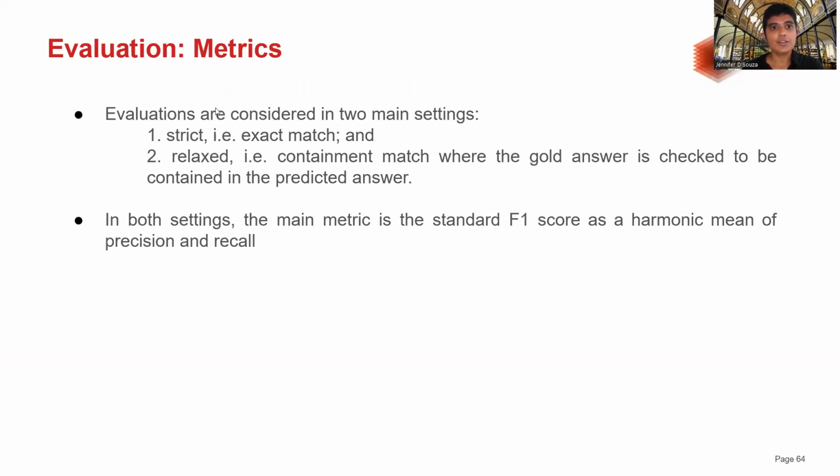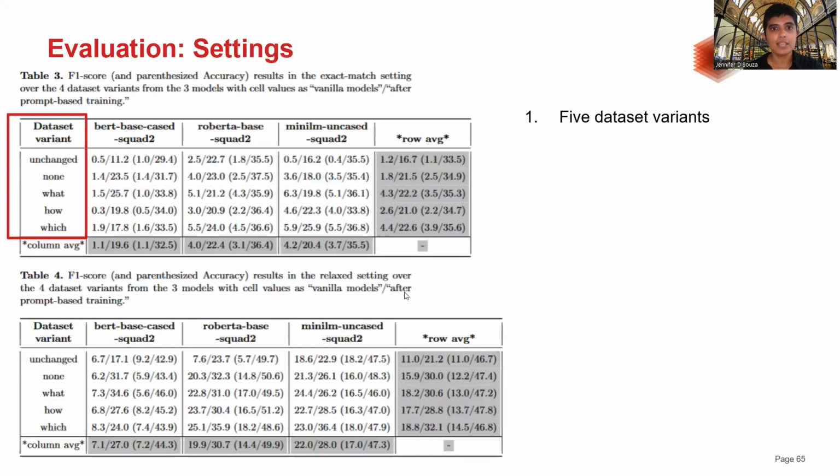For evaluation, our evaluations were considered in two main settings: strict, that is exact match, and relaxed, containment match, where the goal answer was checked to be contained in the predicted answer. In both settings, the main metric is the standard F1 score as a harmonic mean of precision and recall, and accuracy was used complementarily. So now diving deeper into our experimental settings, there were 5 dataset variants created, 4 of which I've already introduced before. There is one more dataset variant here called unchanged.